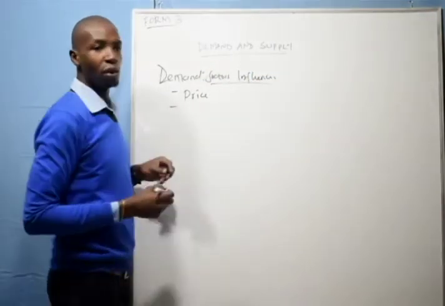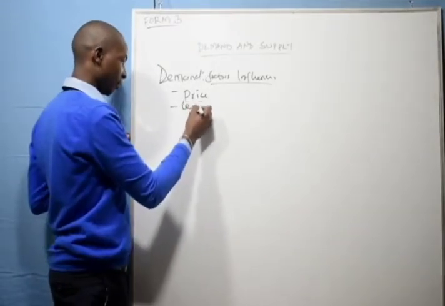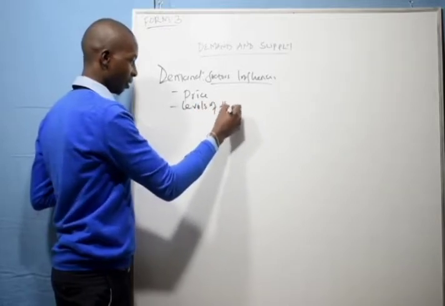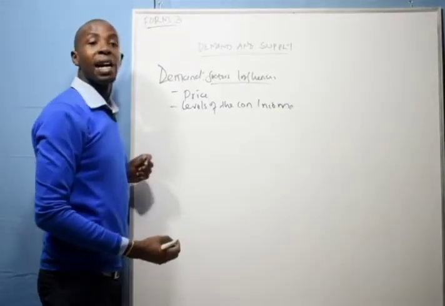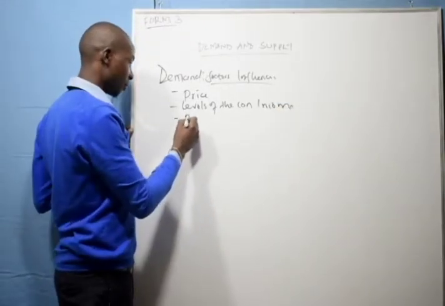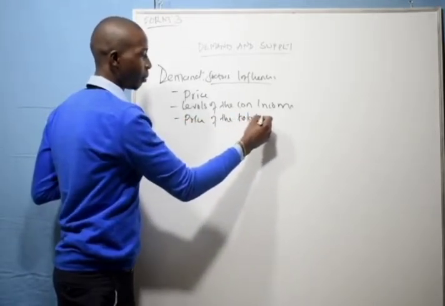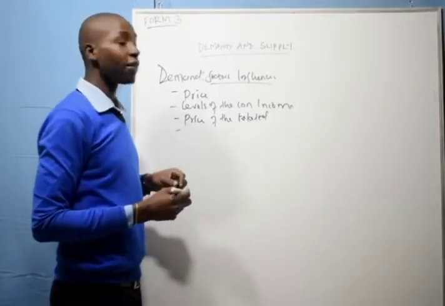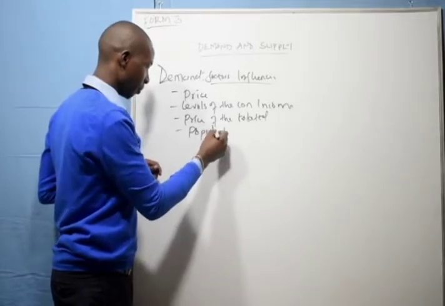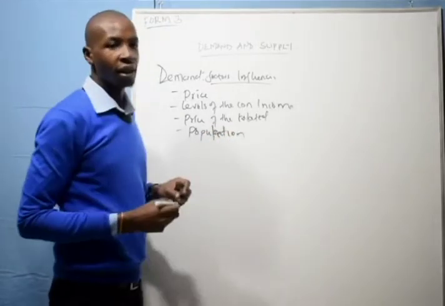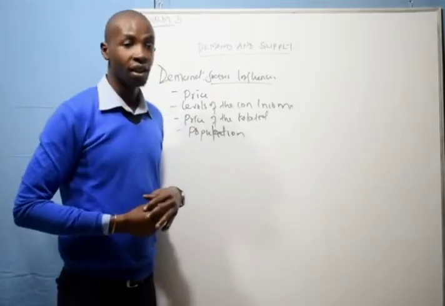we have price of the commodity, we have the level of the consumer's income, then we have the price of the related products, then we also have the population, and lastly, taste and preference of the consumers.